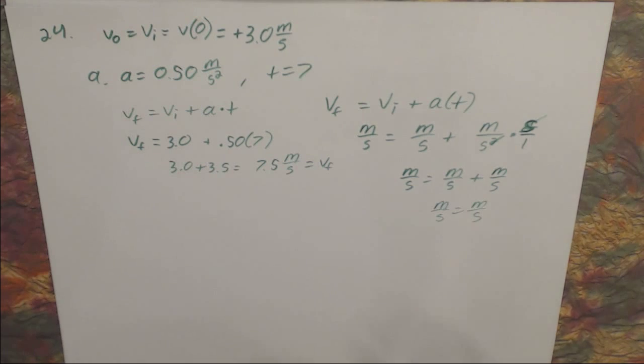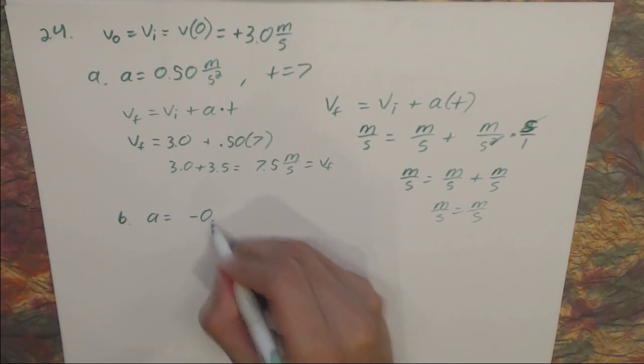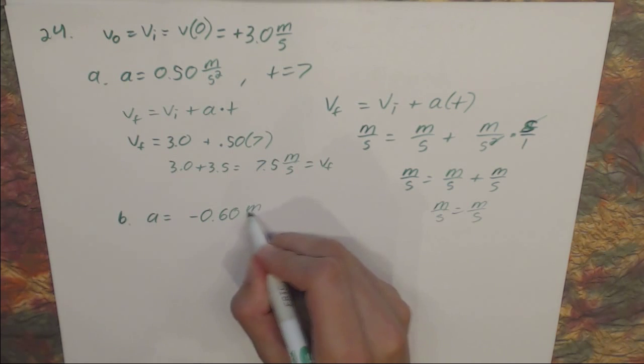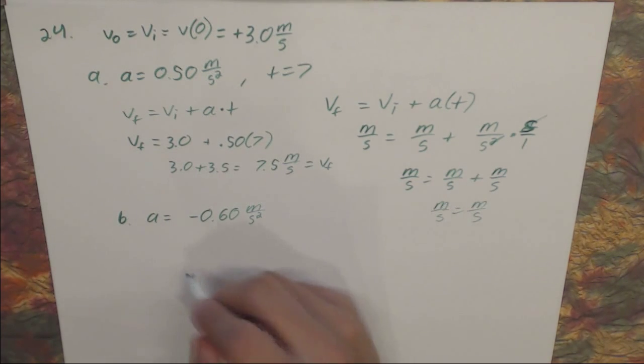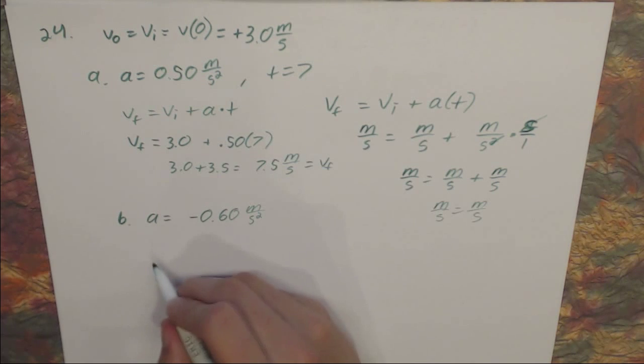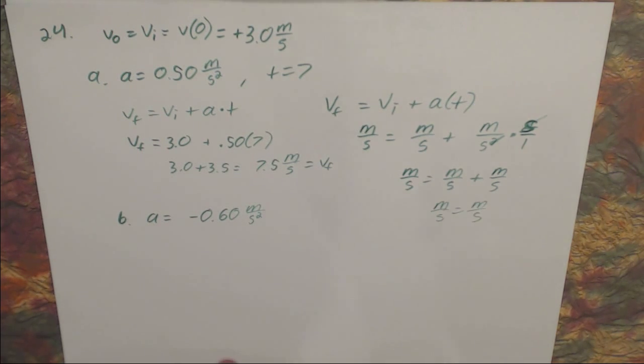So part B asks, if it accelerates at a rate of negative 0.6 meters per second, so a equals negative 0.60 meters per second squared. I think I said meters per second a second ago. Should be meters per second squared. If it accelerates at a rate of negative 0.60 meters per second squared, how long will it take to reach a complete stop? So again, this is just testing the use of the same equation. It wants to know how long it's going to take to reach a complete stop.